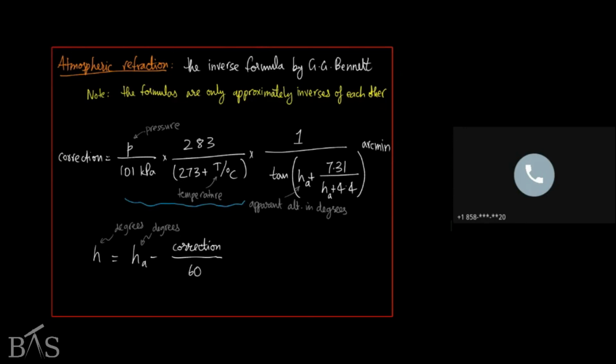But the formula has a similar form. Okay, it again has the cotangent. It again has this pressure and temperature term. But now these numbers are different, and you are substituting the apparent altitude into the formula, not the actual altitude. And you plug it into the formula and you get the correction in arc minutes again, but you subtract the correction from the apparent. So it's a subtractive correction. And then you get the actual altitude. Remember, this is apparent and this is actual. So what this formula gives you is, if you see a star at 30 degrees, it's probably actually at 29.5 degrees or whatever, and you can calculate that through this formula.